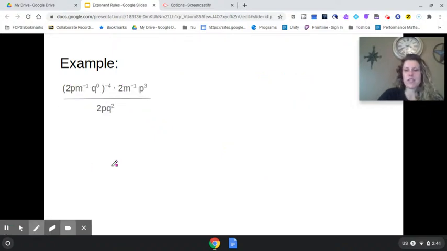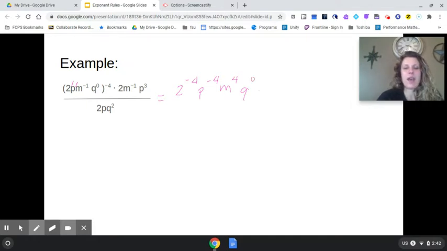Okay, our next example, we have 2p m to the negative first q to the 0 that's being raised to the negative fourth. Again, I'm going to put those imaginary 1 powers on both the p and the 2. If we distribute that negative fourth power through, we'd have 2 to the negative fourth, p to the negative fourth, m to the positive fourth, negative 1 times negative 4, and then q raised to the 0 times negative 4 would be the 0 power.